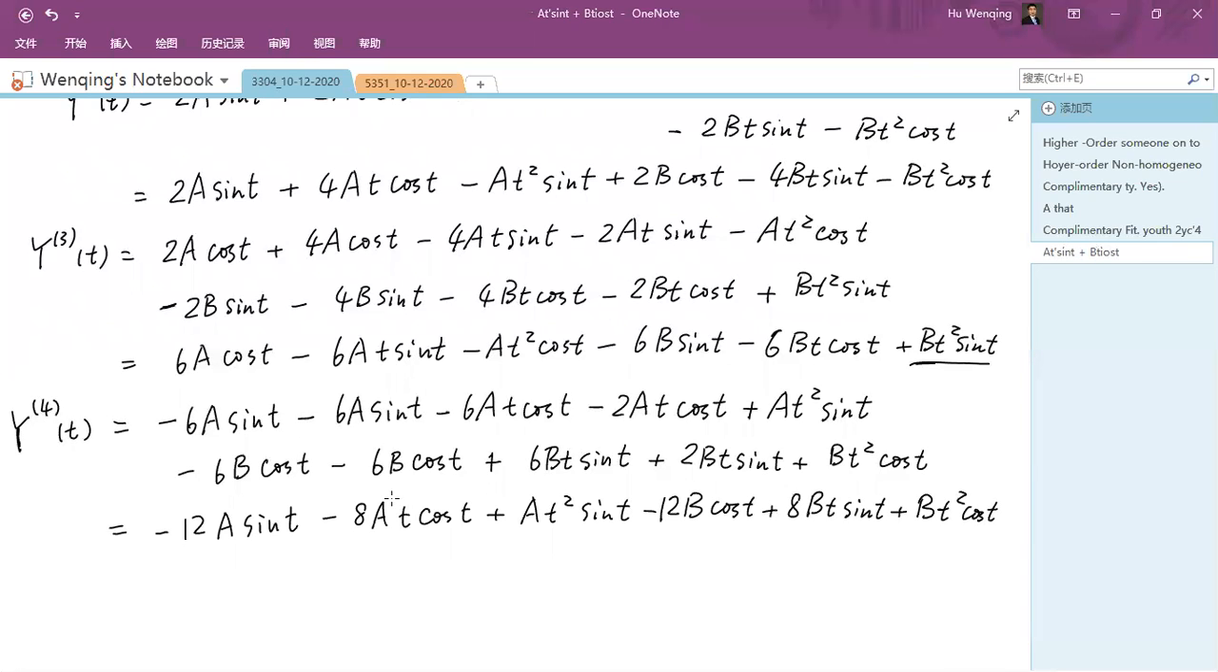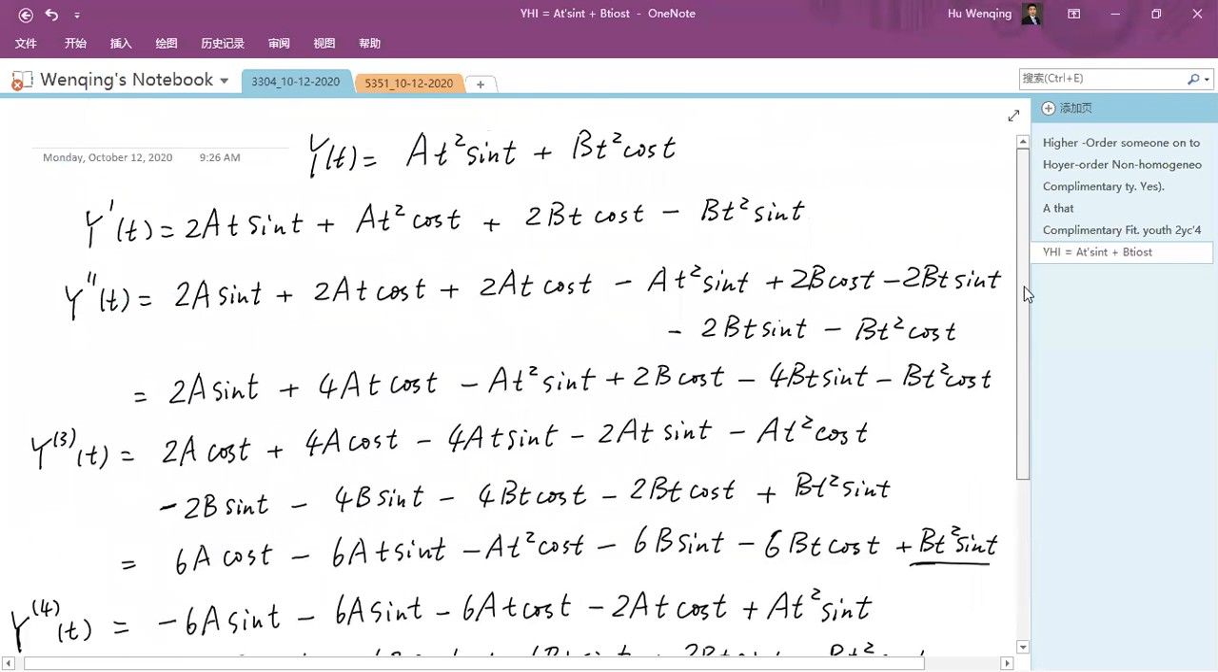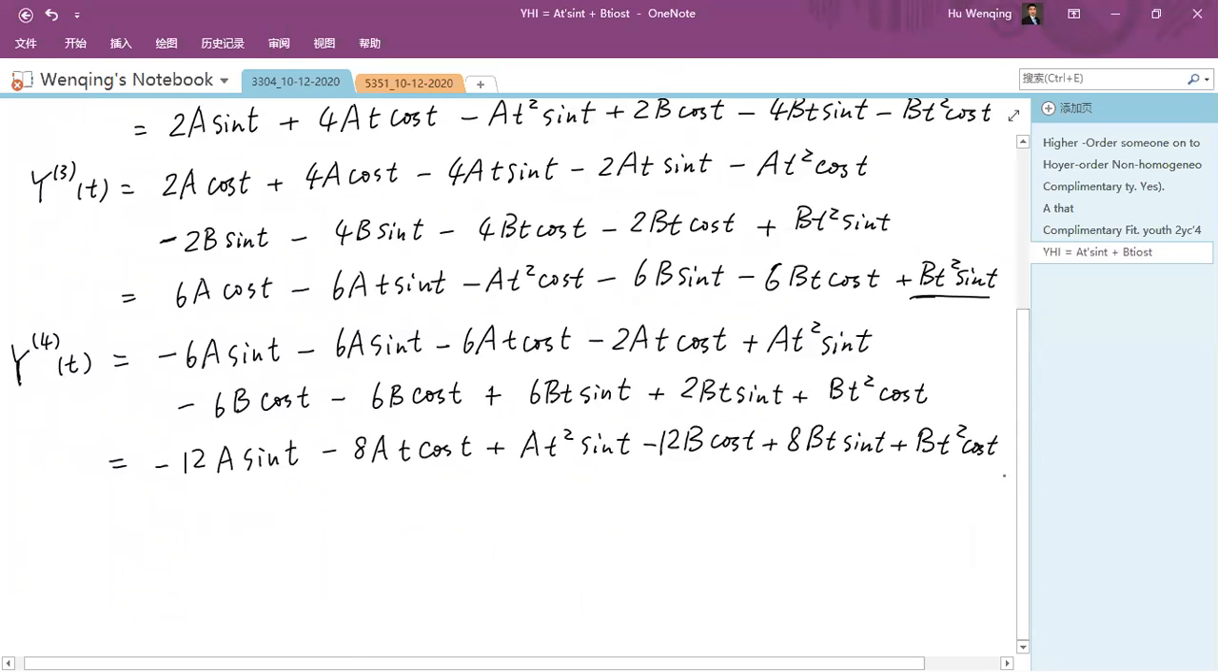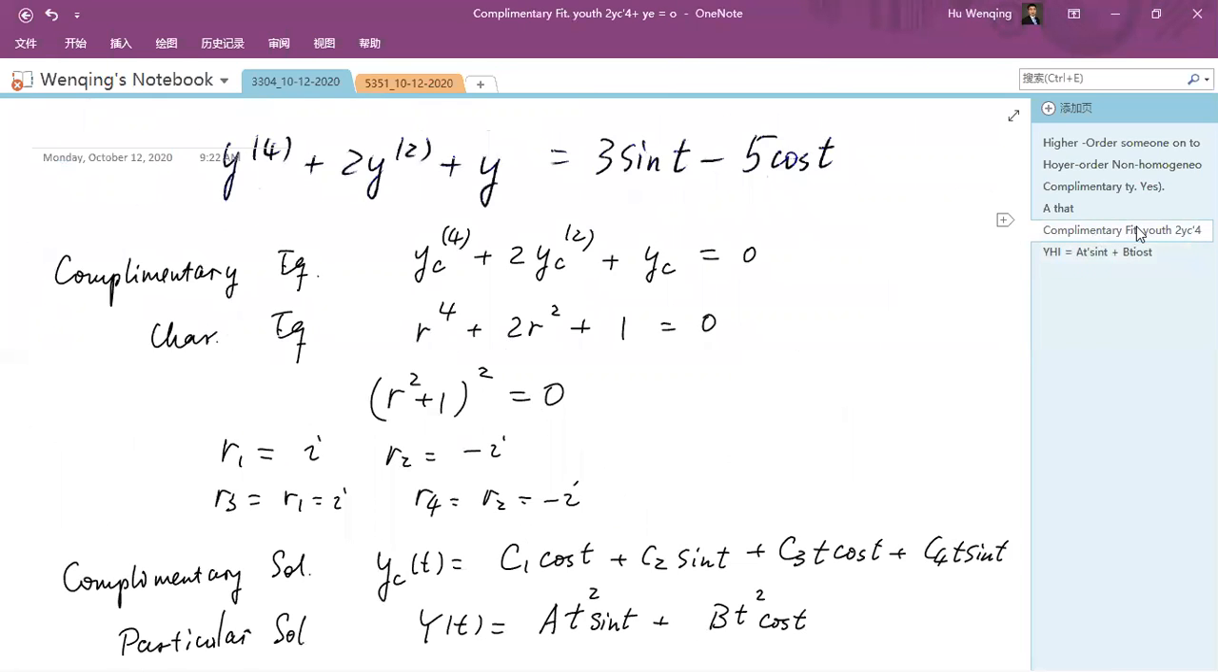If you look at this formula, 12a, 8 times at, and then at squared, and then 12 times b, 8bt and bt squared. So that's indeed the fourth derivative. This whole calculation gives you everything from the zeroth derivative to the fourth derivative. But this is not enough yet, because you have to calculate the left-hand side of this equation.